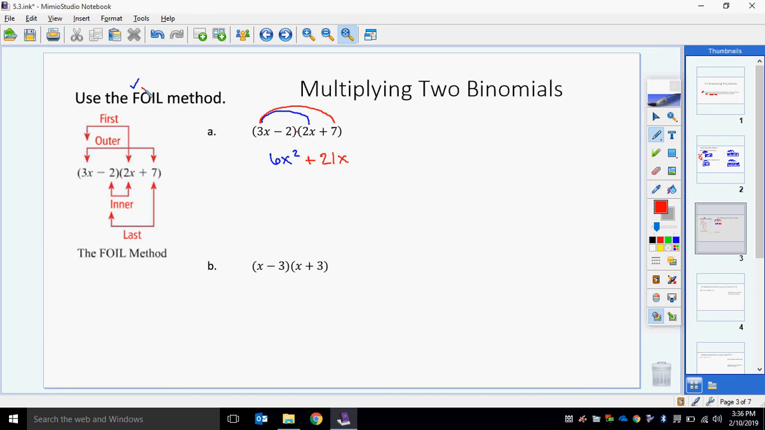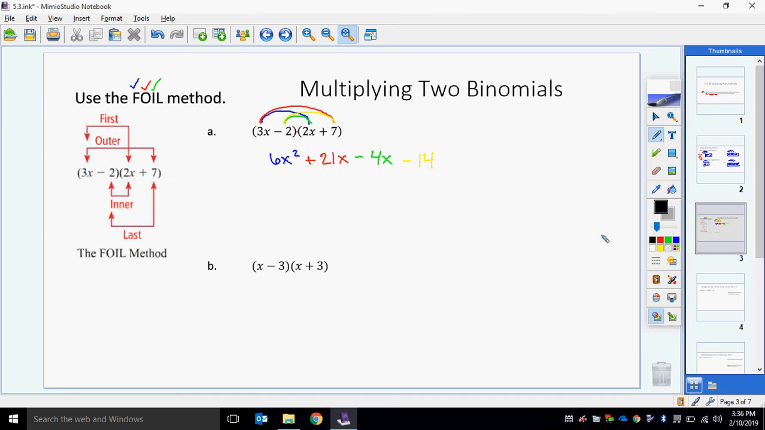Okay, now I need to do the inner numbers. Inner numbers are the two in the middle. So a negative 2 times a positive 2x would be a negative 4x. Those are the inners. And then the last numbers. The last numbers would be that negative 2 and that 7 because it's the last in both parentheses. So I'd get negative 14.